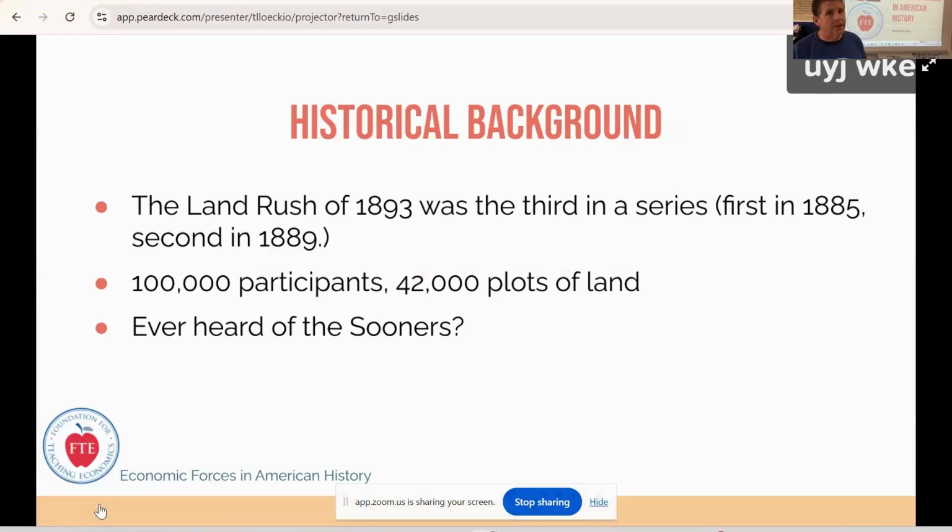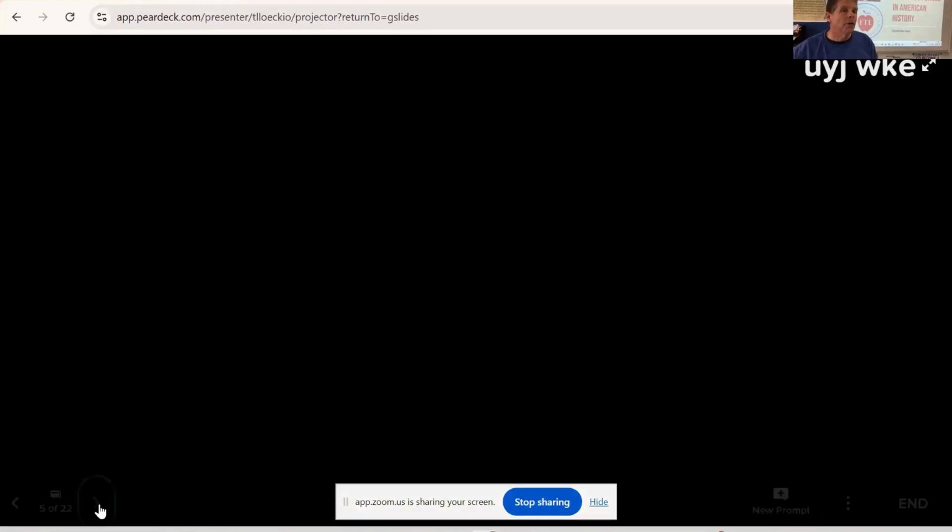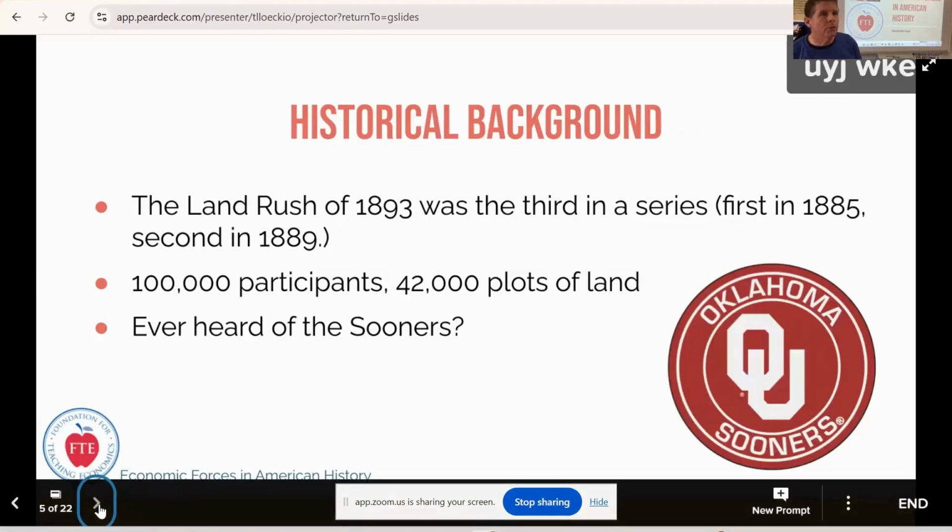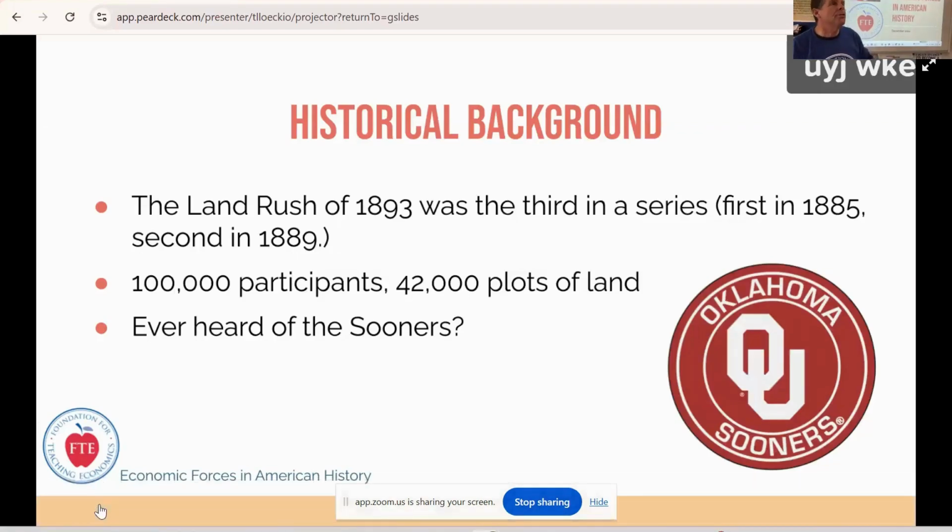What we're going to be looking at is the land rush of 1893. It was not the only one. It was actually the third in a series. And this actual land rush that took place had 42,000 plots of land and more than double that amount of people who were seeking them. So the Sooners, like the Oklahoma University nickname, that originally started as something pejorative. People who got out there into the land rush area before the starting gun were essentially cheaters.